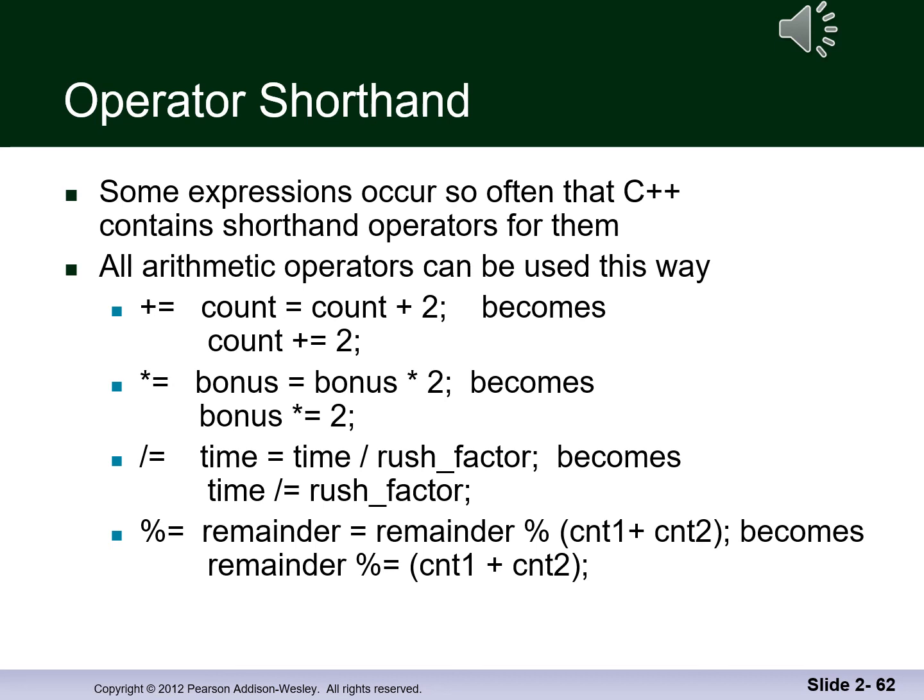If each time you go through a counter, you're going to change the count and increment it 2, or add 2 to the count. Count equals count plus 2 can be written in shorthand as count plus equals 2. There's one for multiplication, there's one for division, and there's one for remainder. I'm not going to read them to you, but I suggest you take a look at them. These are very useful shorthand features of C++.